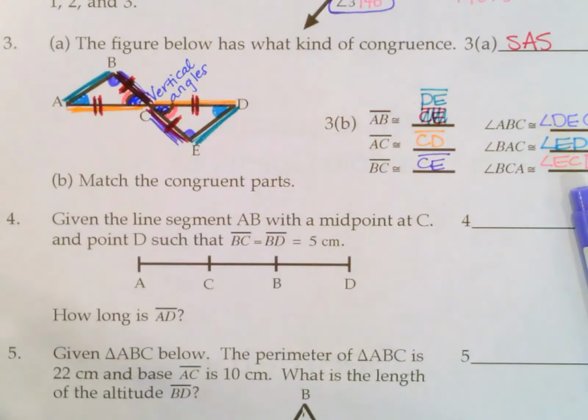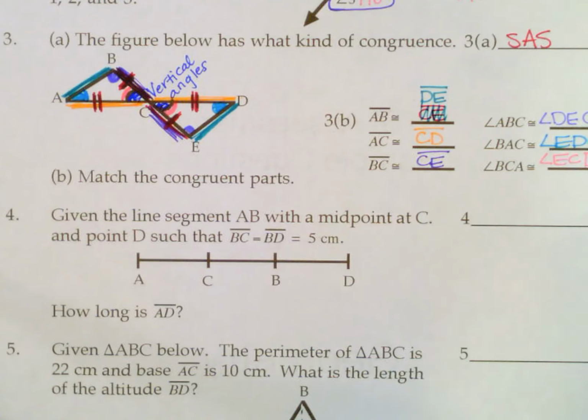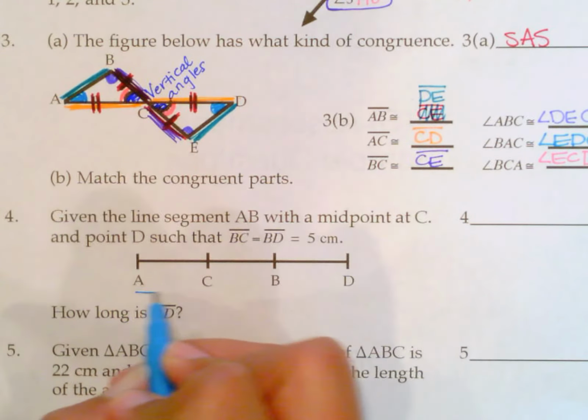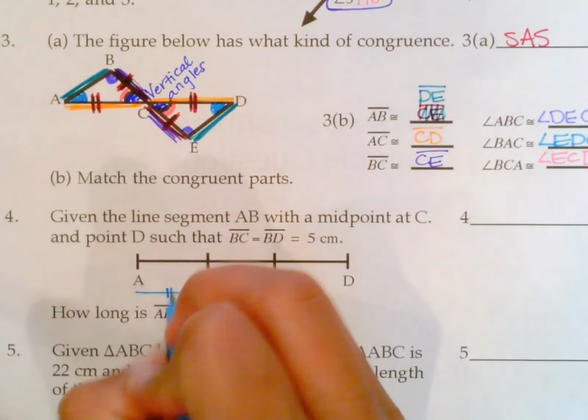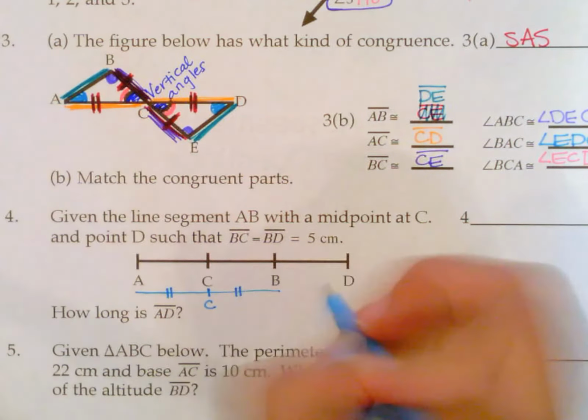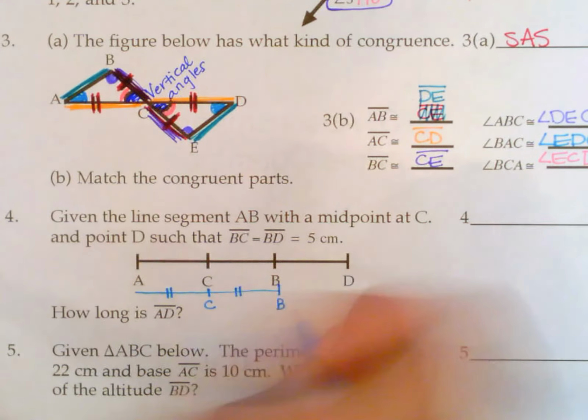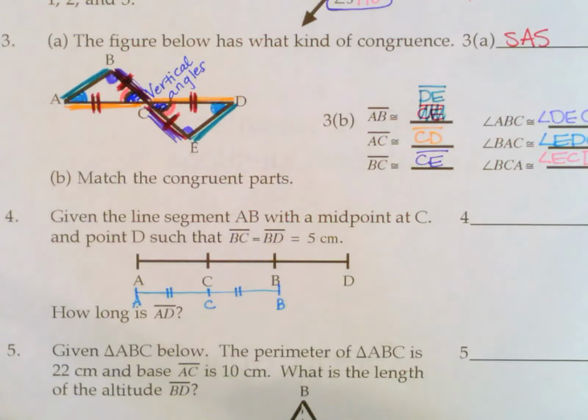All right, number 4. Given line segment AB with the midpoint at C. Okay, so let's go ahead and write this out. So we have this line segment here has a midpoint at C. So we know that this and this are congruent. So B.